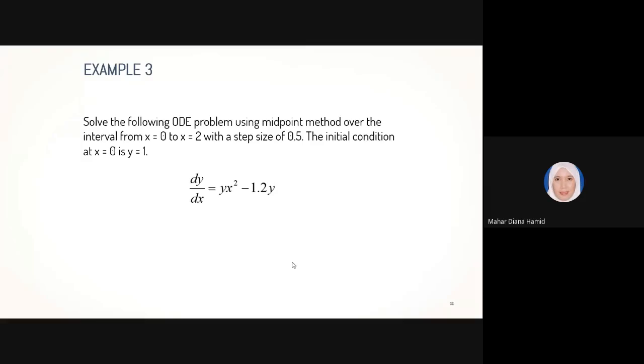Example number 3 needs you to solve the following ODE using the midpoint method over the interval from 0 to 2 with a step size of 0.5, and the initial condition is y equals 1 at x equals 0. So this is example number 3, but in this particular case, I would like to compare with the previous example. So this is for your homework later on.